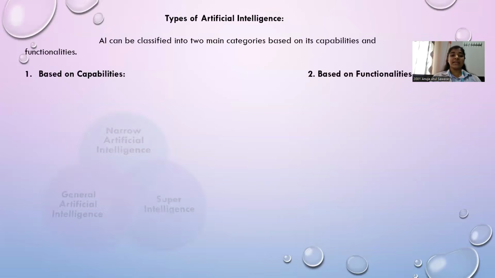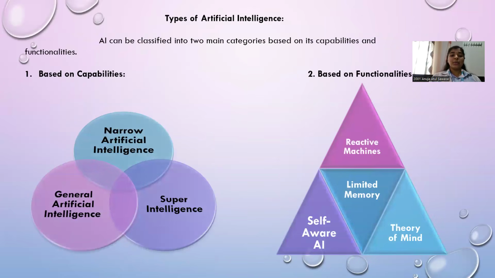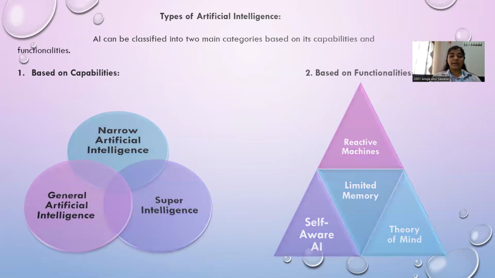Then next is types of AI. AI can be classified into two main categories based on its capabilities and functionalities. The first is based on capabilities and the other is based on functionalities. In capabilities, there are three types: narrow artificial intelligence, general artificial intelligence, and super intelligence. Based on functionalities, it has four types: reactive machines, limited memory, theory of mind, and self-aware AI.